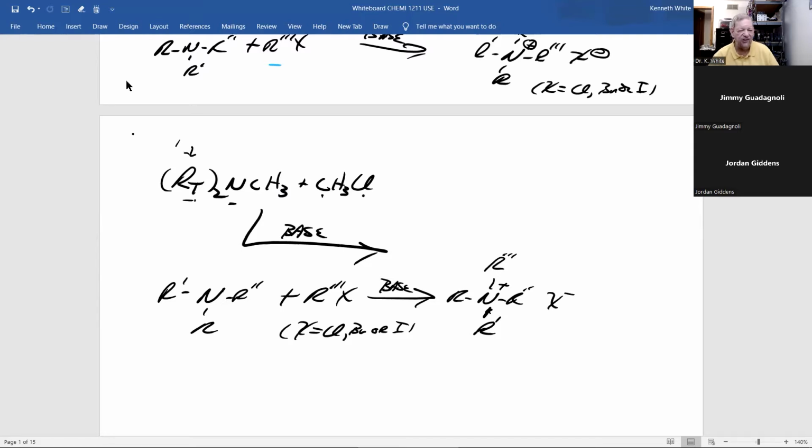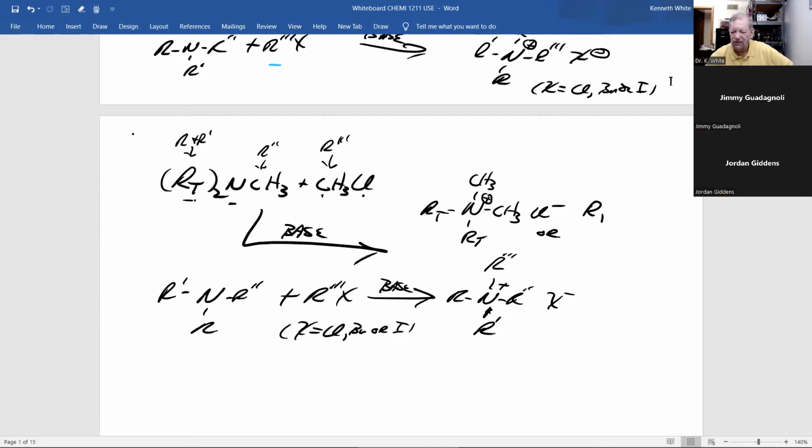And here, I can say that's R and R prime, that's R double prime, and that's R triple prime, which gives you this molecule. Or I could have also written it this way: there are two tallow groups, R sub T, on the nitrogen, two methyl groups, and a chloride anion.